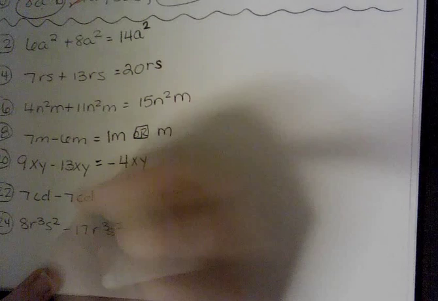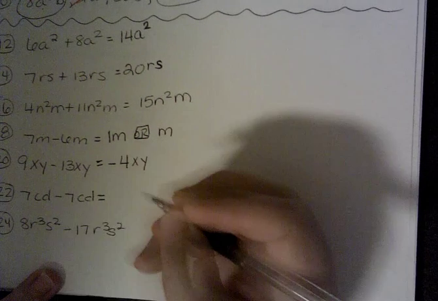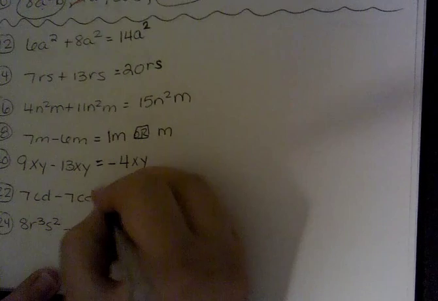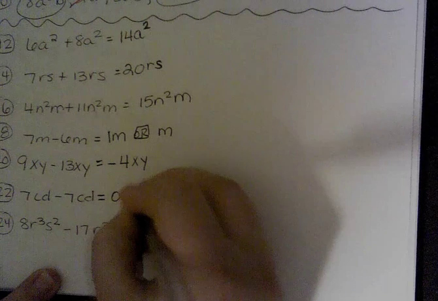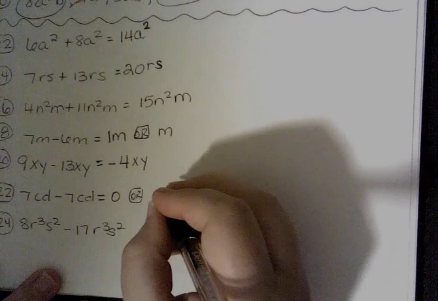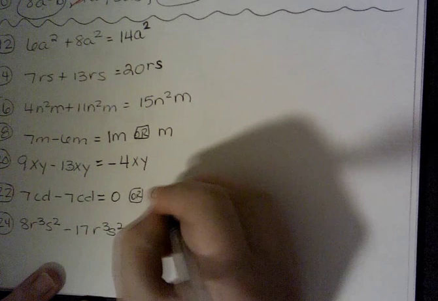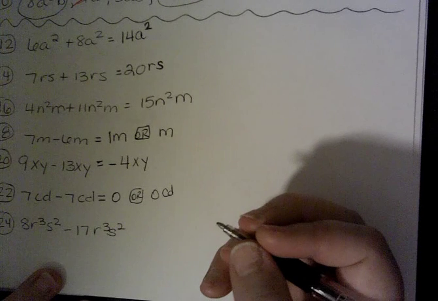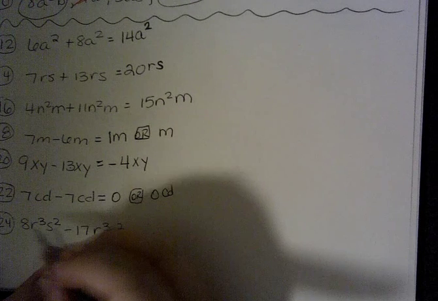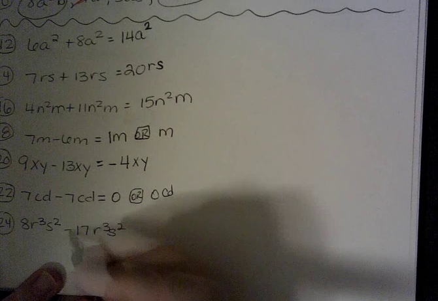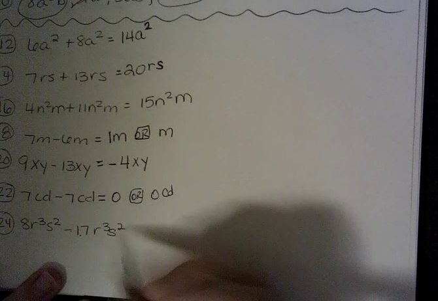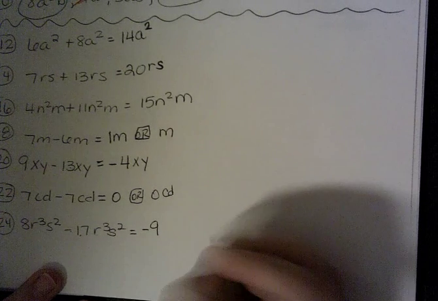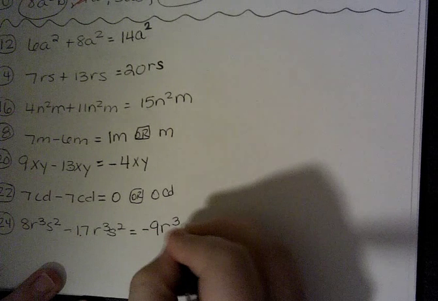22, another tricky one. 7CD minus 7CD. Well, when you subtract those, that gives you 0. You could write 0 for your answer, or you might see it written as 0CD. Either one I'll accept. Okay, number 24. You have 8r cubed s squared minus 17r cubed s squared. 8 minus 17 is negative 9. And remember, you keep the r cubed s squared.